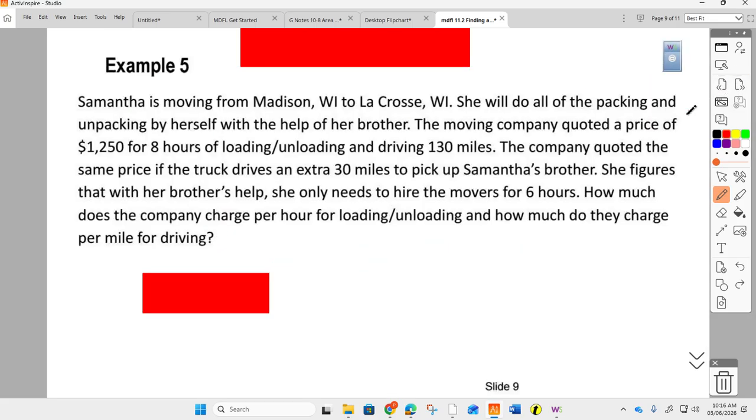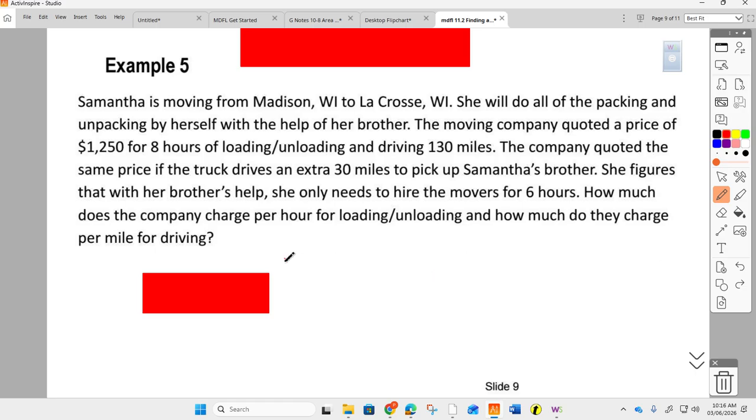Samantha's moving from Madison, Wisconsin to La Crosse, Wisconsin. She'll do all of the packing and unpacking herself with the help of her brother. The moving company put at a price of $12.50 for 8 hours of loading and unloading and driving 130 miles. The company quoted the same price if the truck drives an extra 30 miles to pick up Samantha's brother. She figures with her brother's help she only needs to hire the movers for 6 hours.